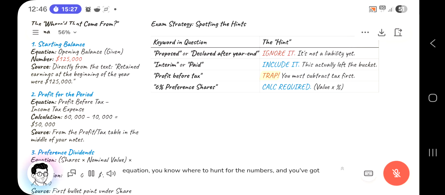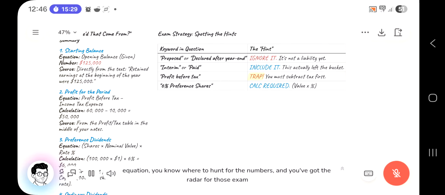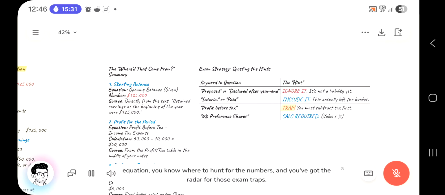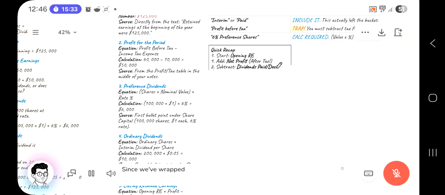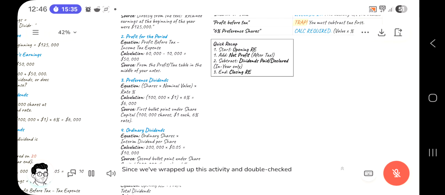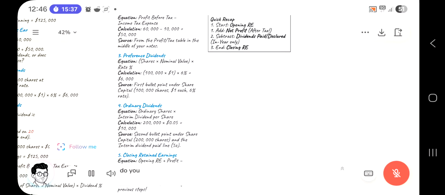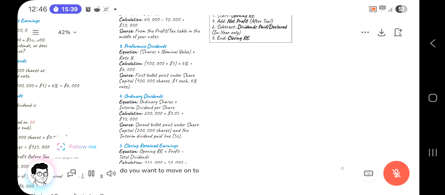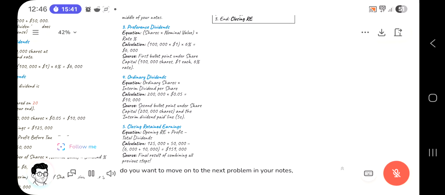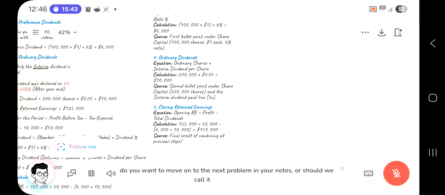You know where to hunt for the numbers, and you've got the radar for those exam traps. Since we've wrapped up this activity and double-checked all the steps, do you want to move on to the next problem in your notes? Or should we call it a win for today?